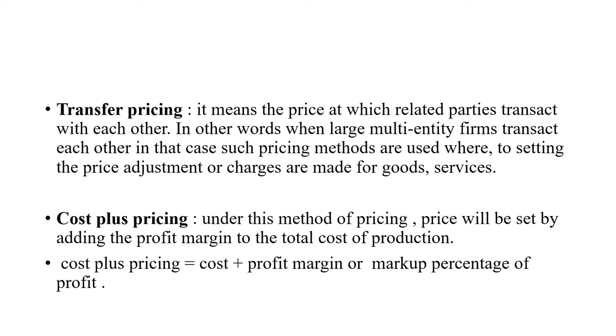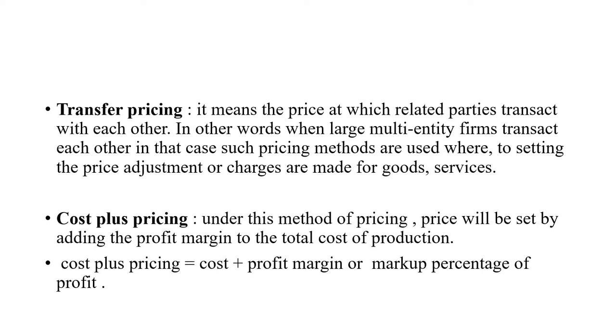In that case, the price will differ a little, because whatever price they charge outsiders, the same price they will not fix for the branch supply. Both belong to the same large entity, so for that purpose the price will differ. Whatever price they set in the case of branch-to-branch supply is known as transfer pricing.